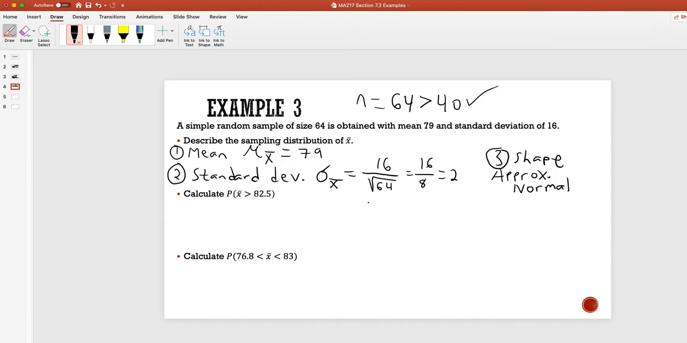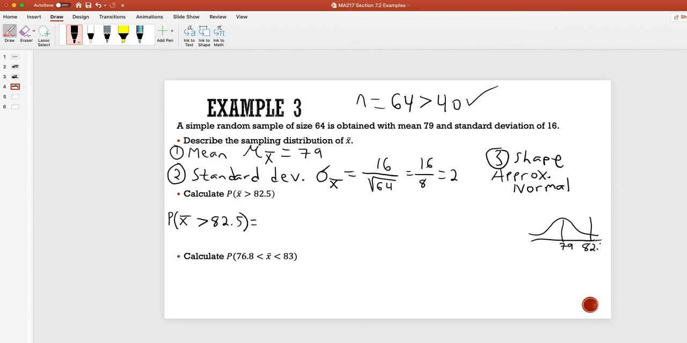So, with that being said, we could calculate these two probabilities then. For the second one here, we want the probability that X bar is greater than 82.5. Okay. So the picture that corresponds to that, draw that here. We have a mean of 79, and we want 82.5. 82.5 would be, let's say, over here-ish.